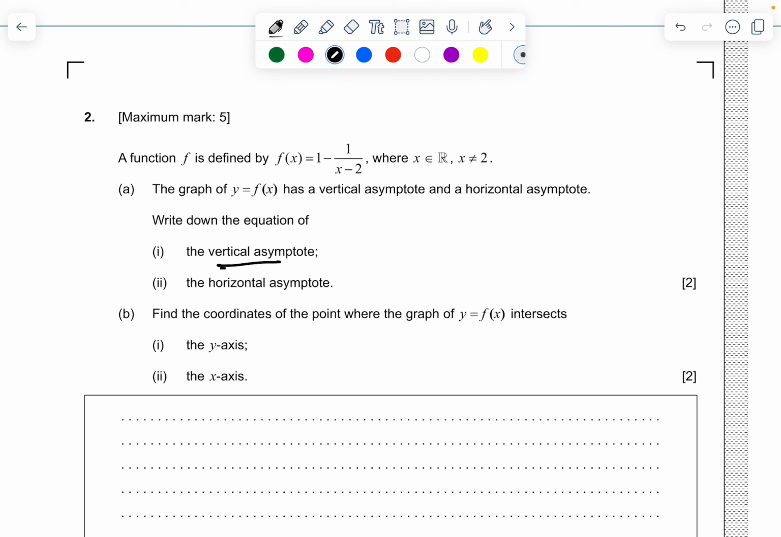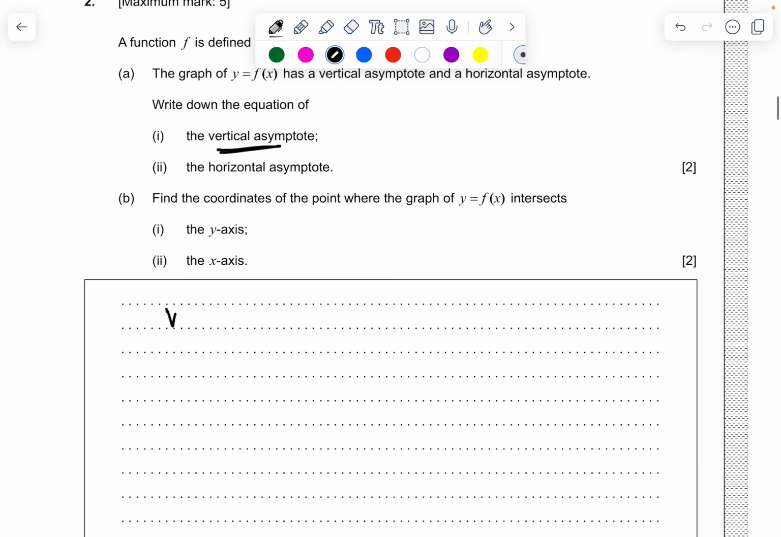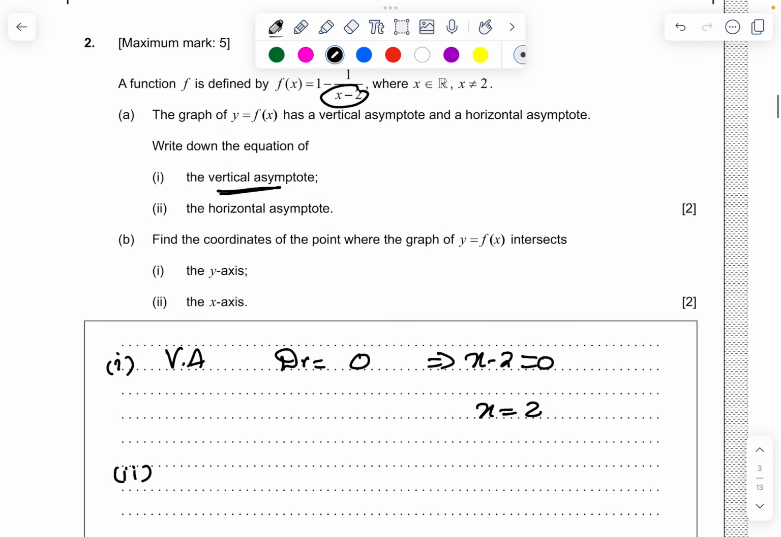Find the vertical asymptote. Vertical asymptote means denominator equals 0. So for the vertical asymptote, remember, denominator equals 0 implies x minus 2 equals 0. So x equals 2. Then the second one, horizontal asymptote. The horizontal asymptote is f of x equals 1. y equals 1 is going to be the horizontal asymptote.